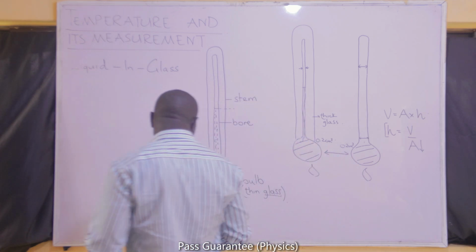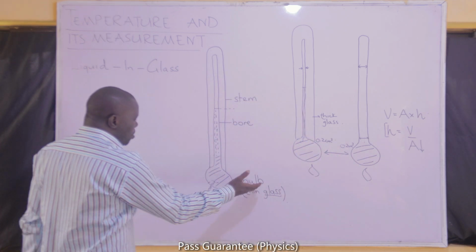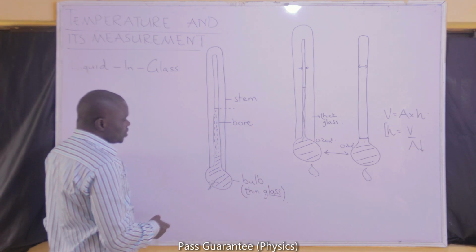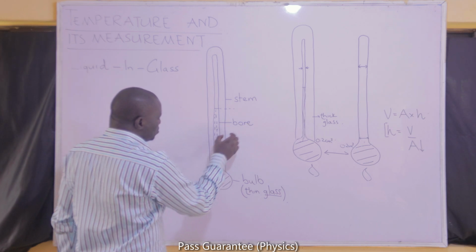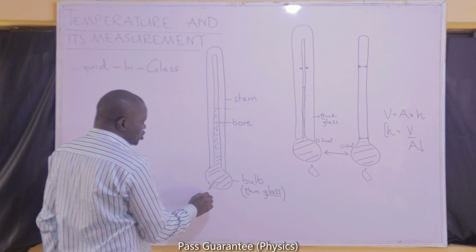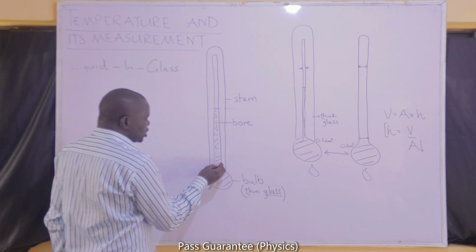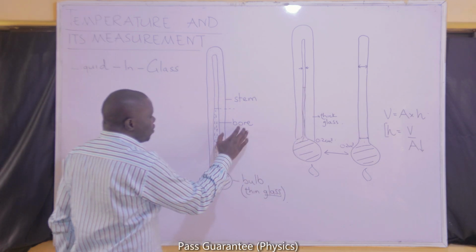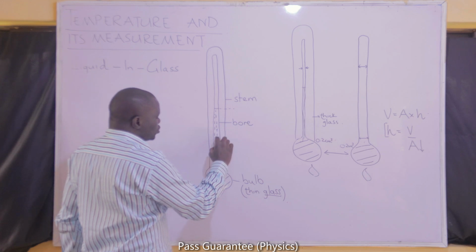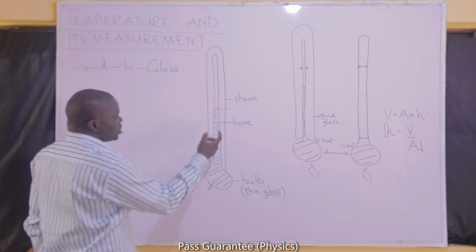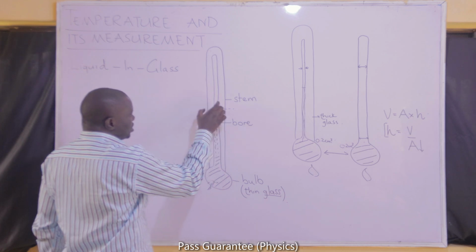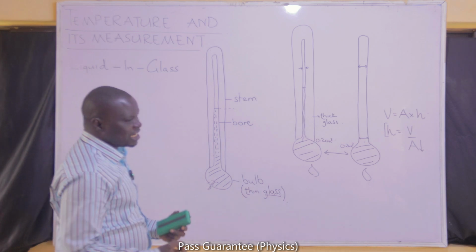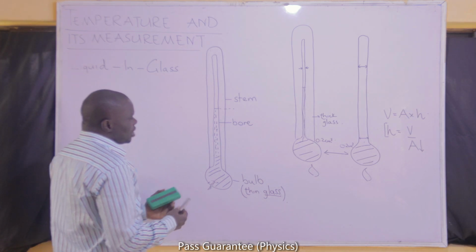So the essential features of a liquid in glass thermometer are the bulb. I said the bulb must be made of thin glass to help the responsiveness of the thermometer. The bore must be made as narrow as possible so that a small change in temperature will create an expansion that will still travel through a larger distance and will be easily seen for us to understand that the temperature has changed. And the stem must be thick because it will serve, one, to protect the bore, and two, to magnify the reading on the bore. Of course, it is the stem that will carry the reading.